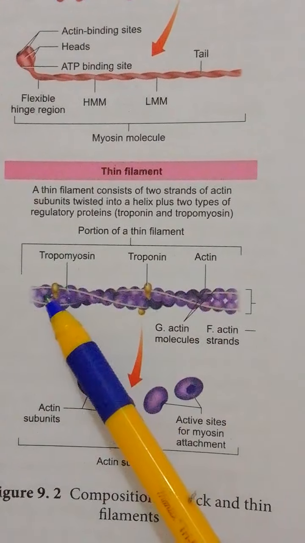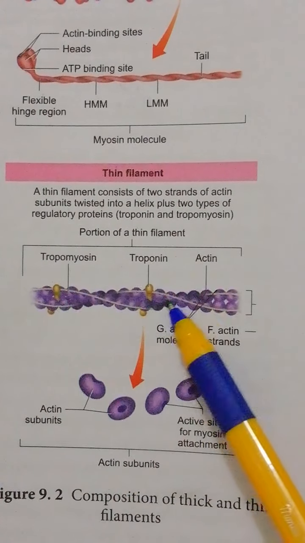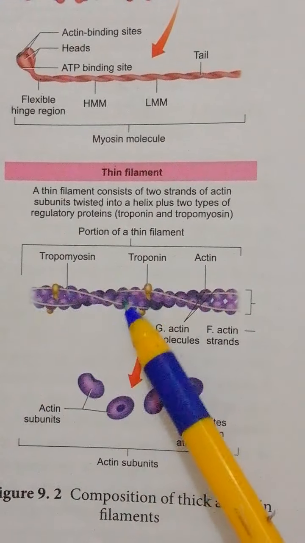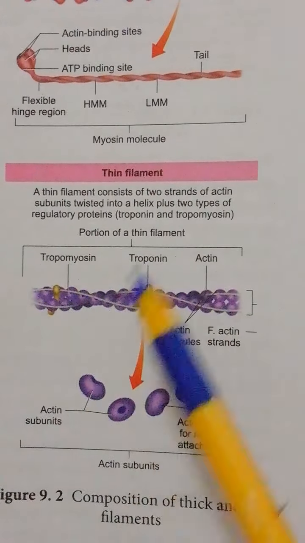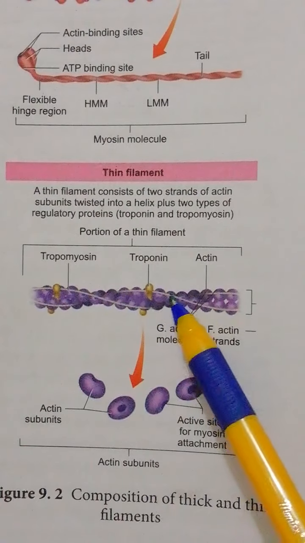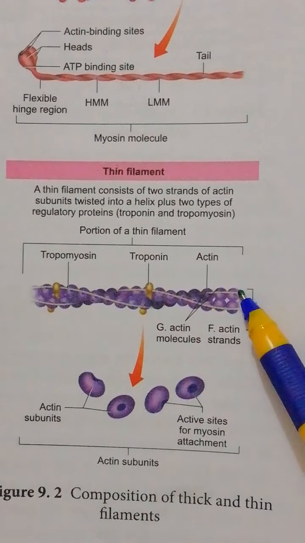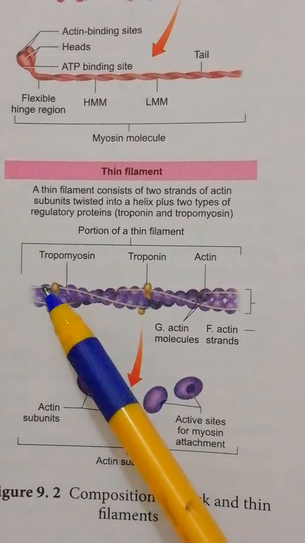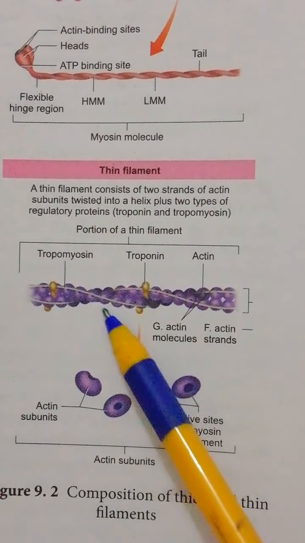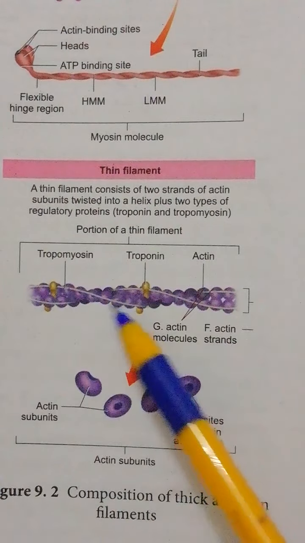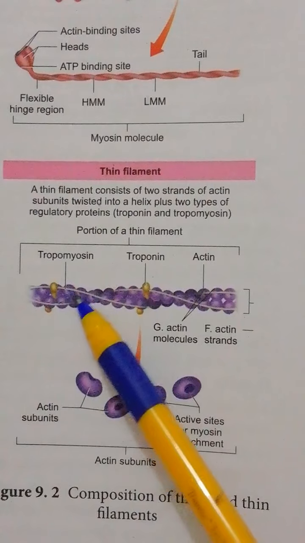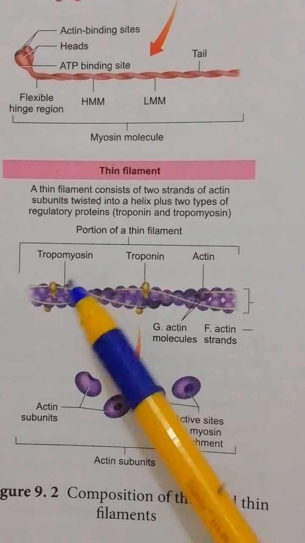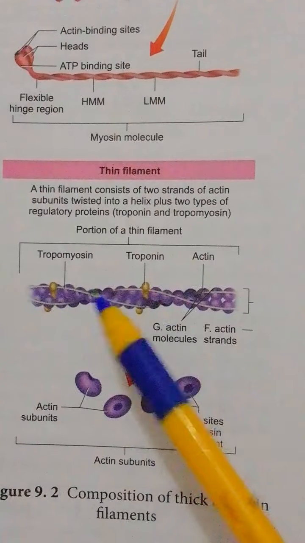And the second point: each filamentous actin is made up of globular actins. It's a monomeric unit known as globular actin. Do you get me? This is a filamentous form, and since it consists of the protein actin, they mentioned it as filamentous actin. So two strands are there, but each strand consists of monomeric units. This monomeric unit is known as globular actin, or shortly G actin.